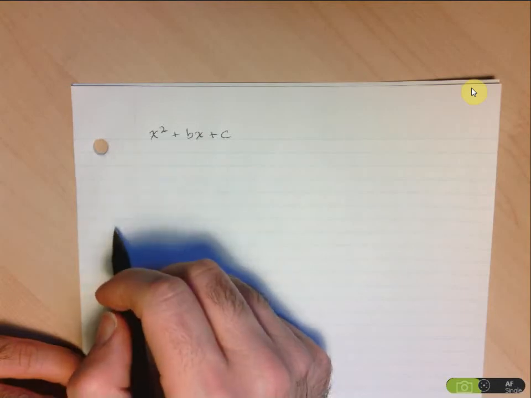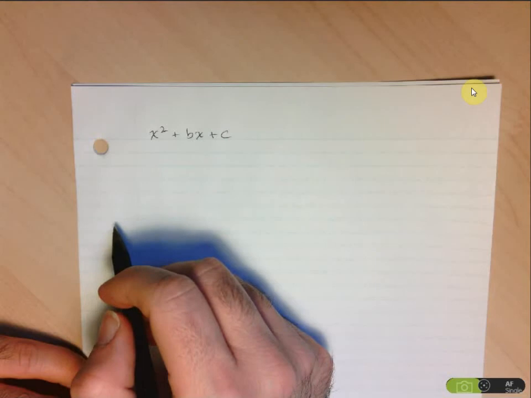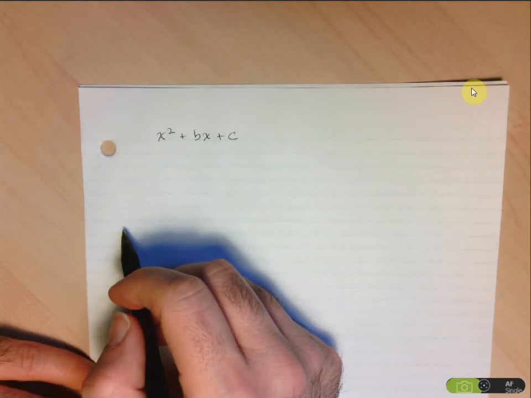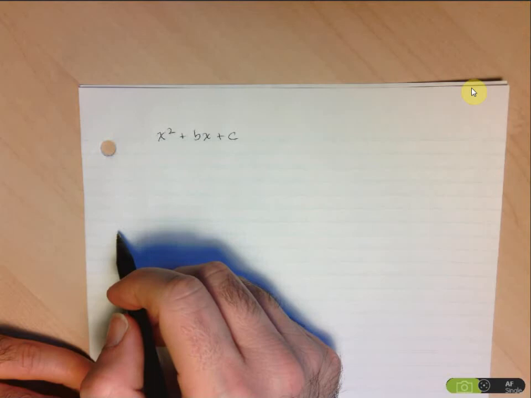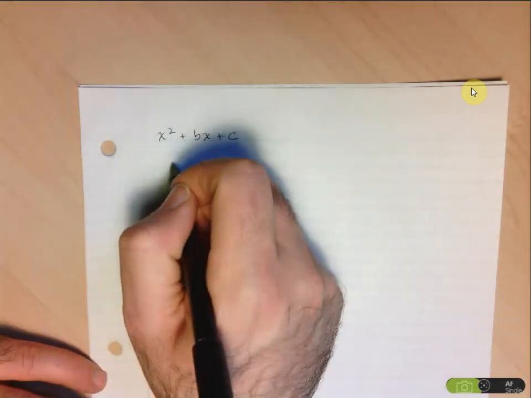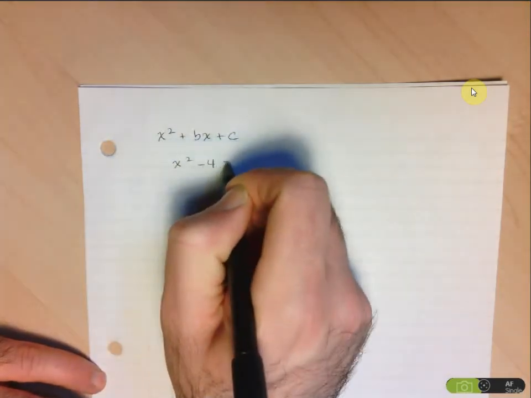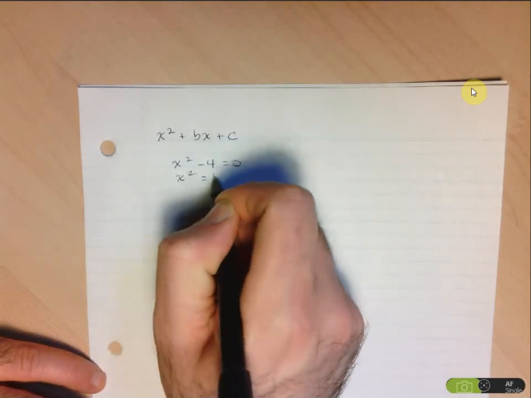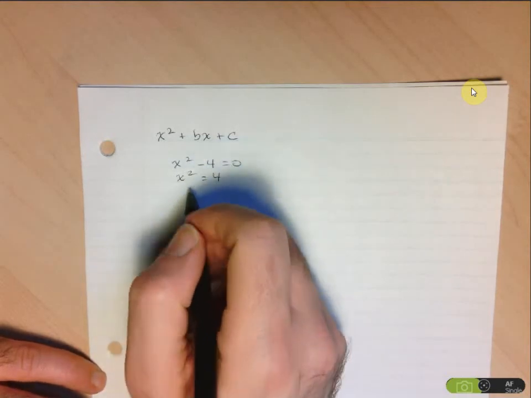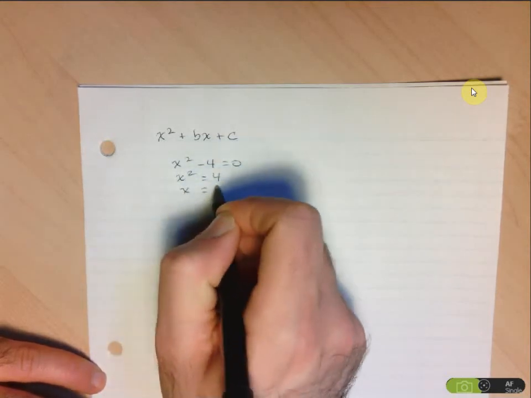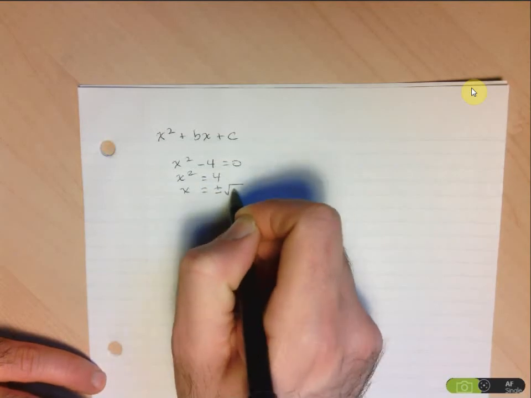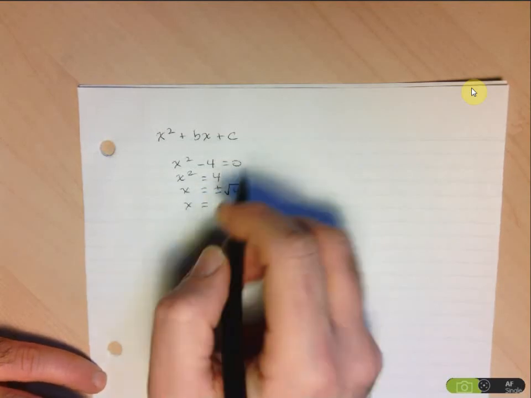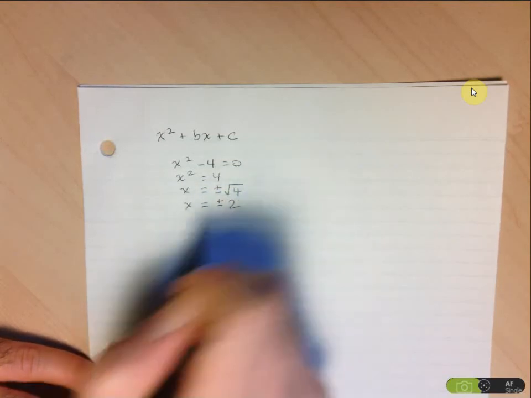Before we actually get to that though, I'd like to give some motivation as to why we're even bothering to do this. We're going to take a step back and look at equations that have x squareds in them. So let's say we have x squared minus 4 equals 0. We could easily solve that using opposite operations. Just bring the negative 4 to the other side, then take the square root, and we get positive or negative square root of 4. In other words, our answer is just plus or minus 2.